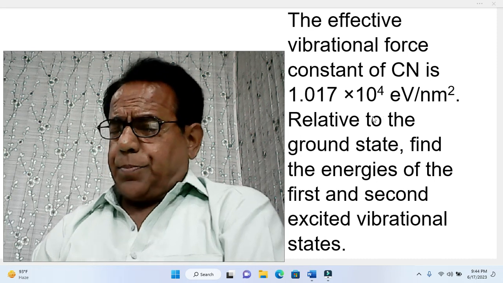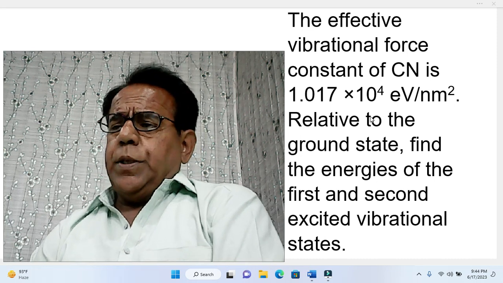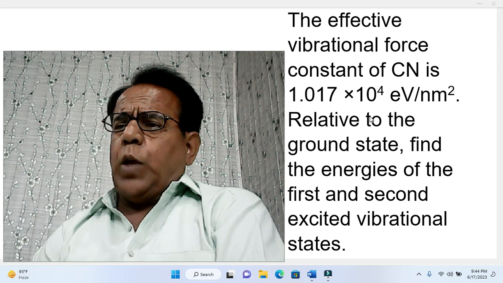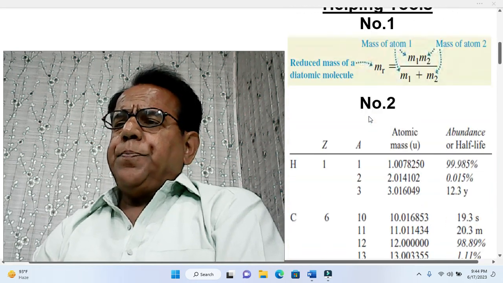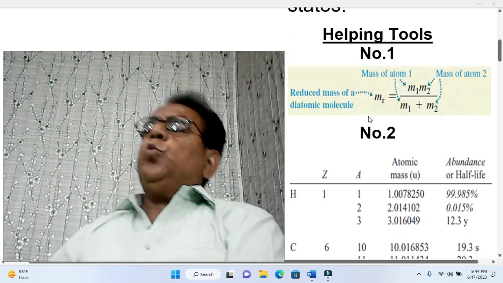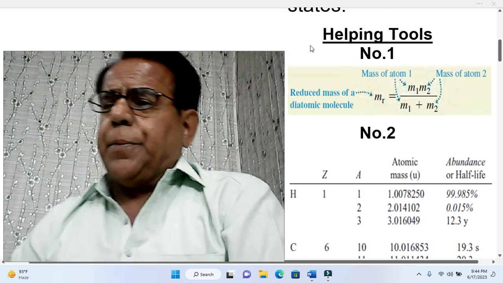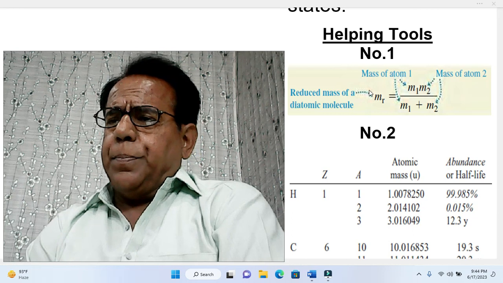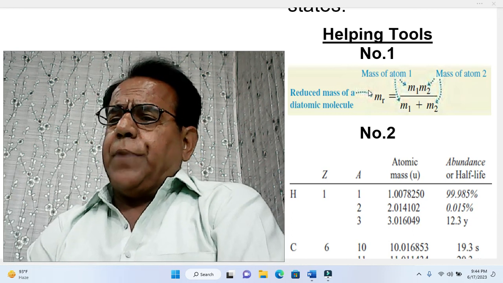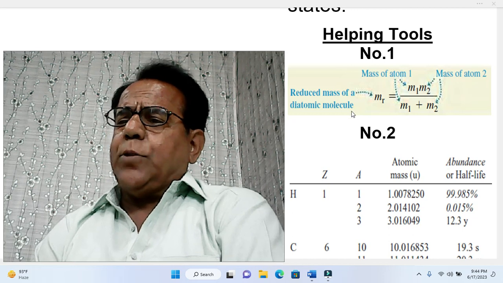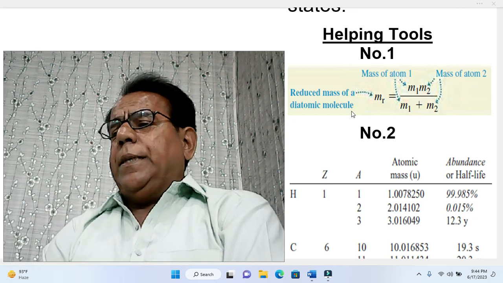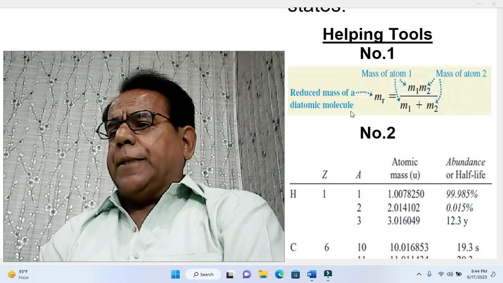Okay, so dear students, first we move to helping tools. These helping tools will serve to develop a foundation to understand this problem. Okay, helping tool number 1. In helping tool number 1, reduced mass of a diatomic molecule has been defined or expressed mathematically.